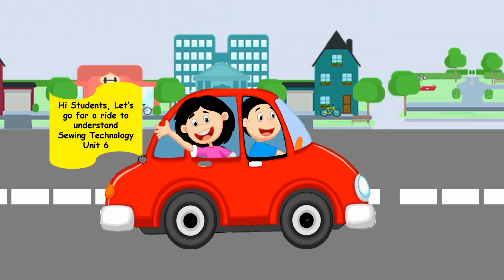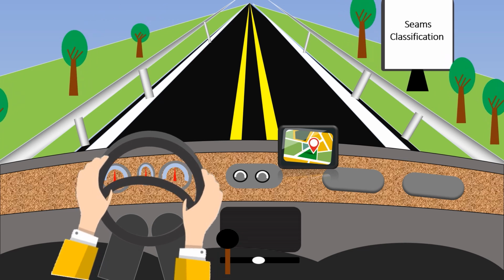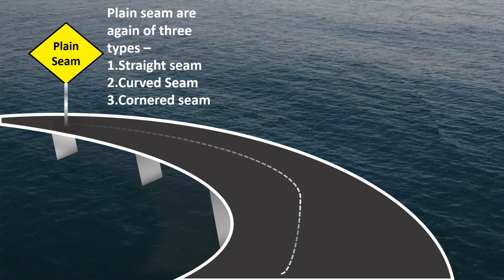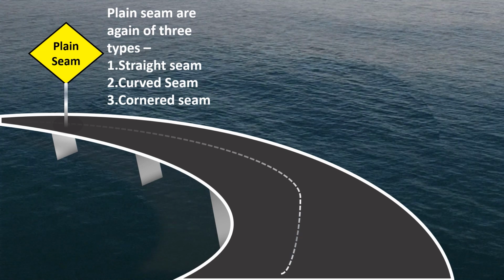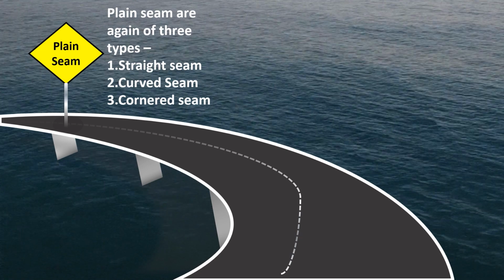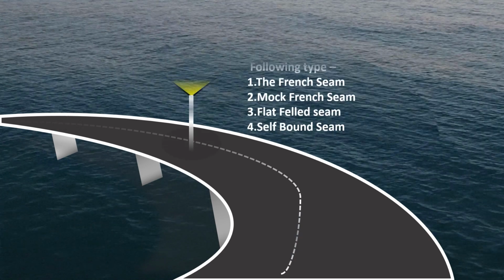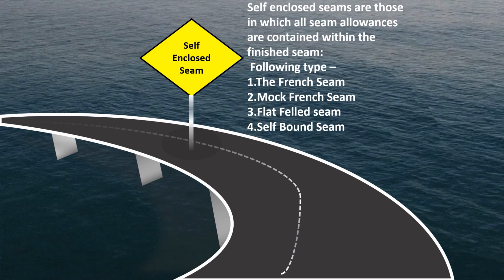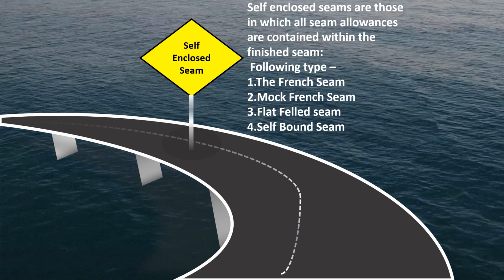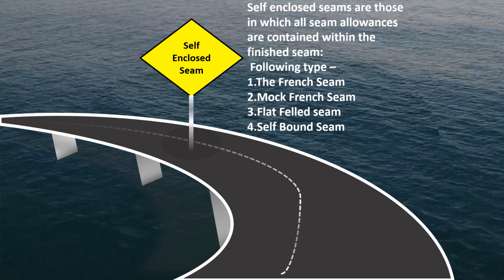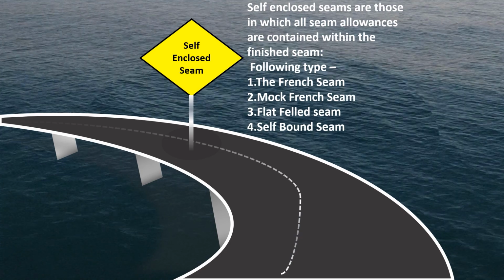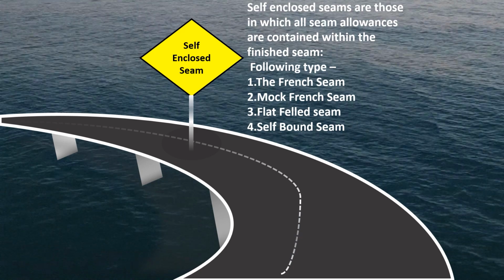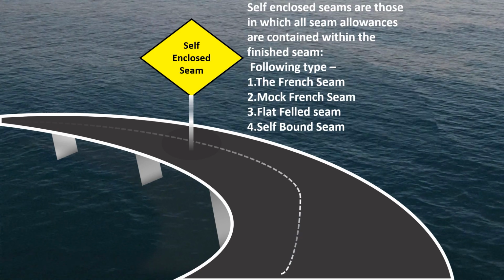Let's move to the first topic, seams classification. Plain seams. Plain seams are again of three types: straight seam, curved seam, cornered seam. Self-enclosed seam. Self-enclosed seams are those in which all seam allowances are contained within the finished seam. Following types: the French seam, the mock French seam, flat felled seam, self-bound seam.